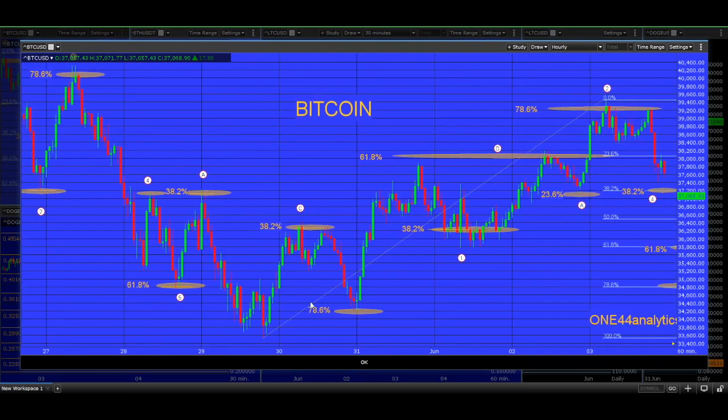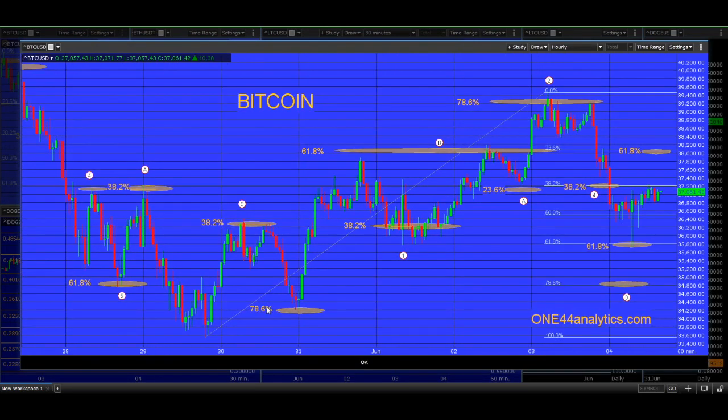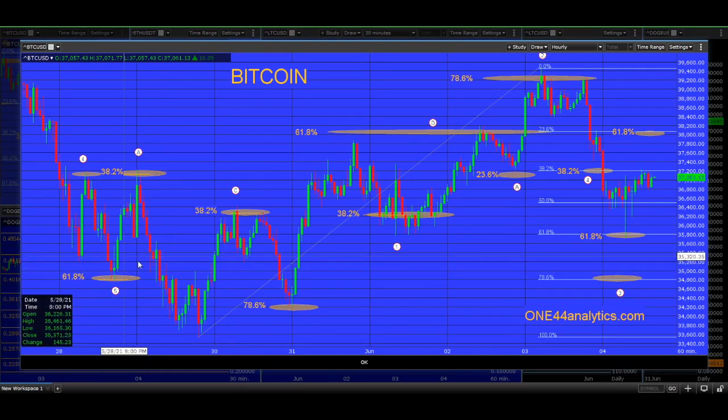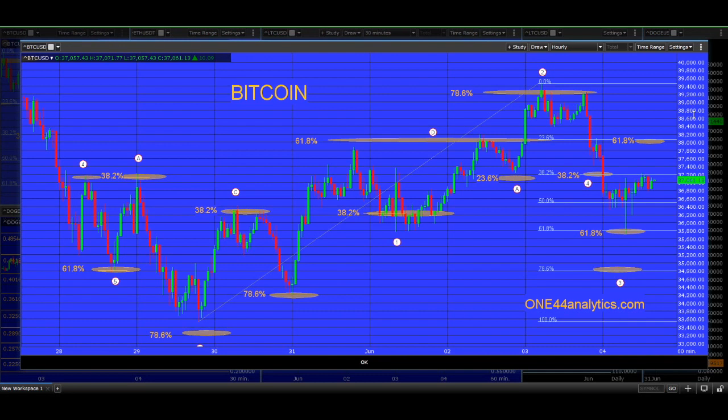So now as we move forward here, we went down, we failed to get to 78.6%, but of that big move we just had up here. But the rally once again stopped at 38.2% here. Just what we should be looking for is new lows.